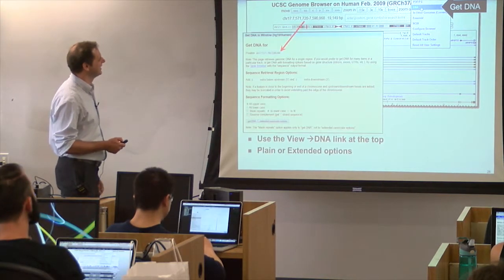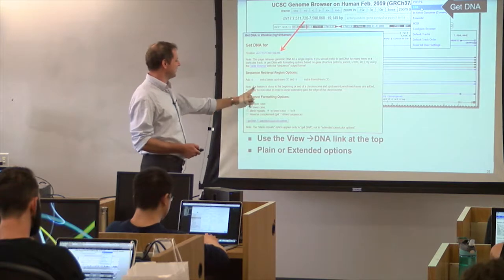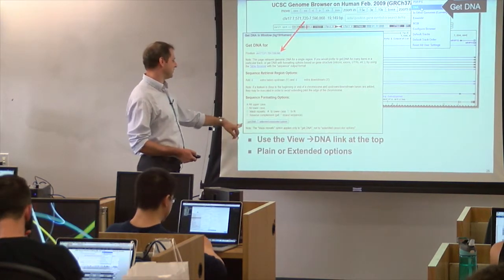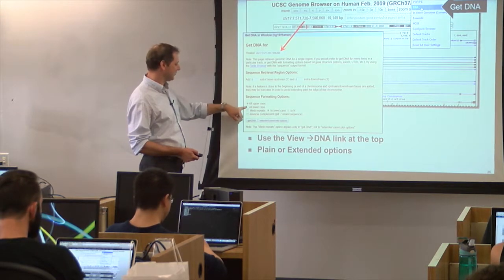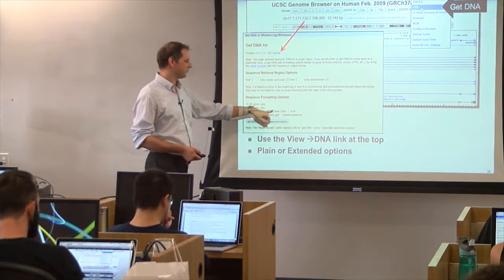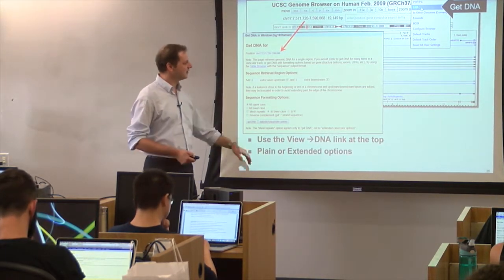149 bases. So again, it just says, hey, this is the position. Is that what you want? Do you want to add anything upstream or downstream? And how do you want me to give you that data? Do you want it all in uppercase, all in lowercase? Do you want me to tell you where the repeats are? Do you want me to mask those to N or just show them as lowercase? Do you want me to do some funky stuff? Do you want me to color it?